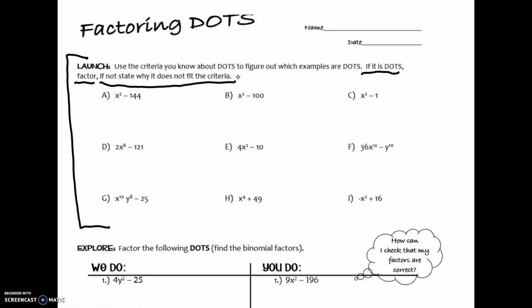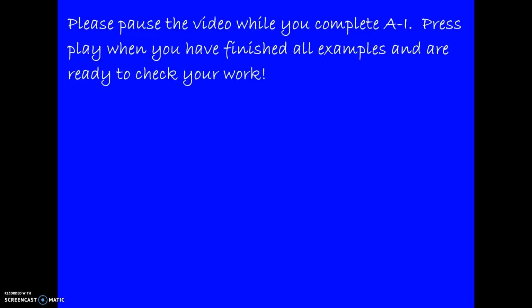So for example, if there is one with addition and you know that it's not subtraction of two positive terms, then you want to circle the addition symbol and say not DOTS because it's addition. Please pause the video while you complete A through I. Press play when you've finished all of your examples and you're ready to check your work.